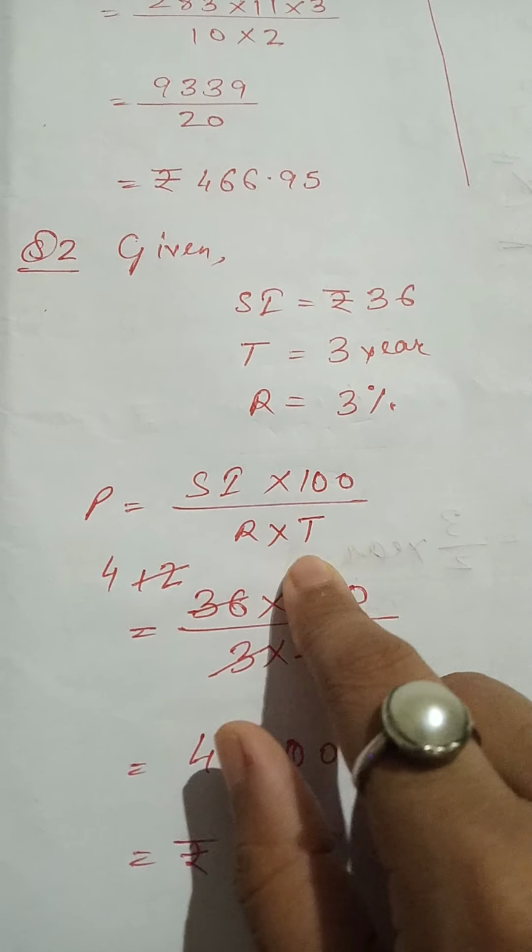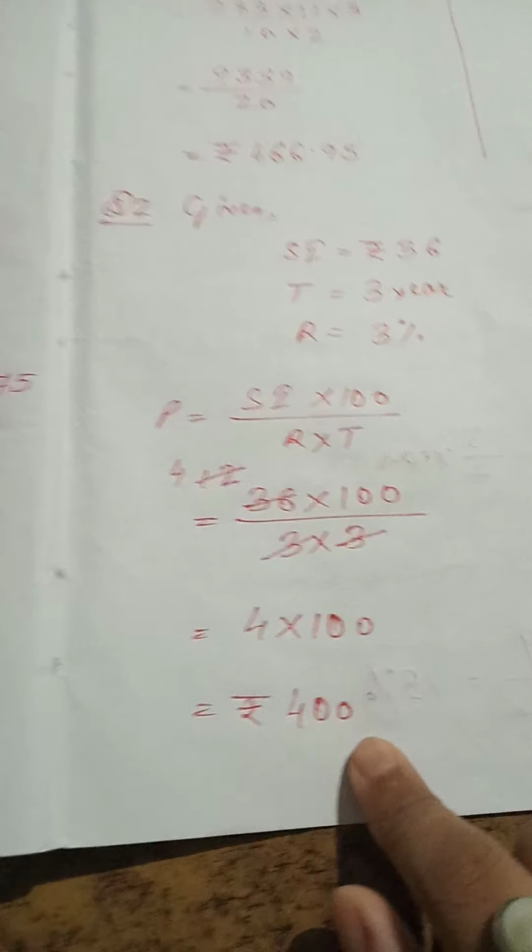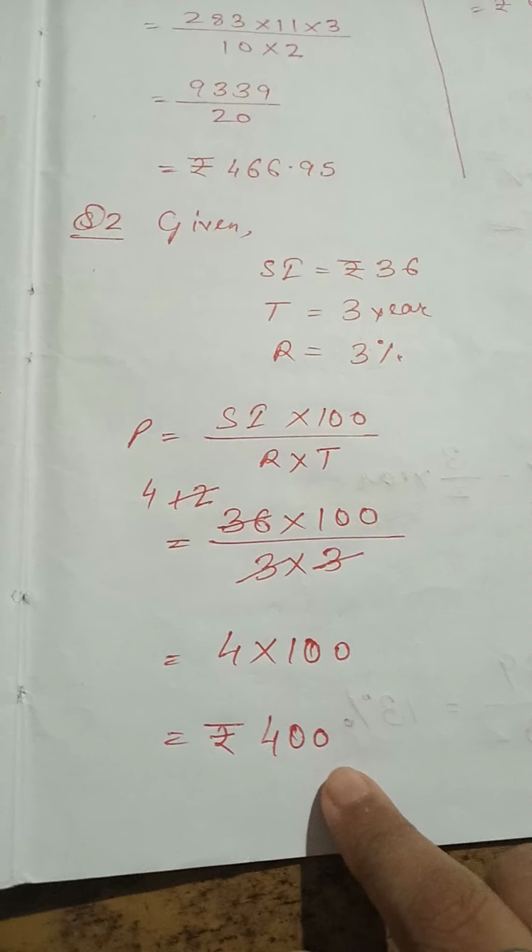So we'll apply the formula for principal here. P equals SI into 100 by R into T. We'll put all the values. After putting all the values, we get P equals 400. Okay.